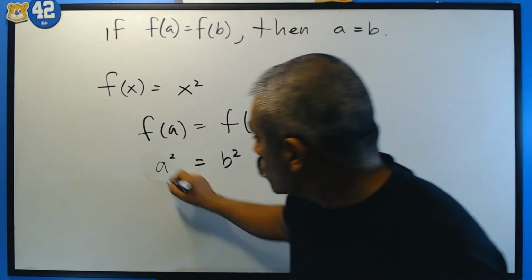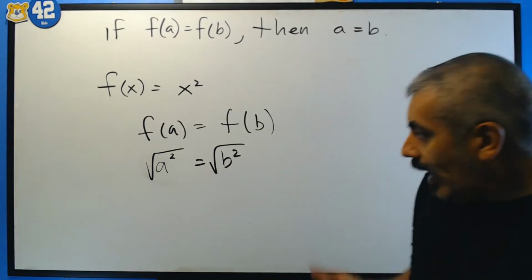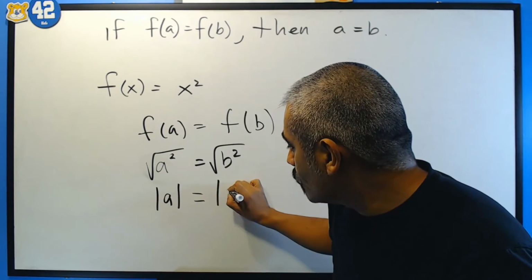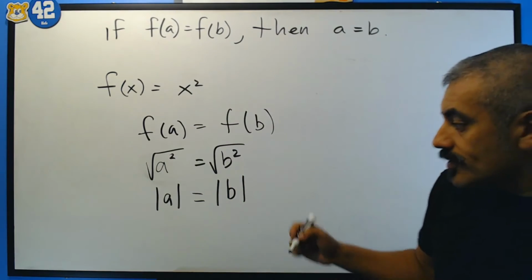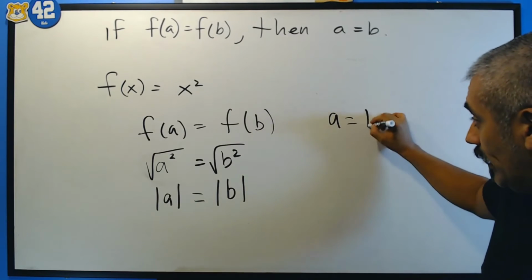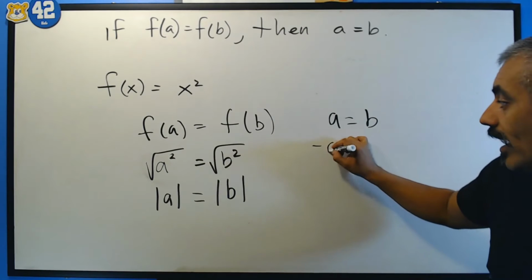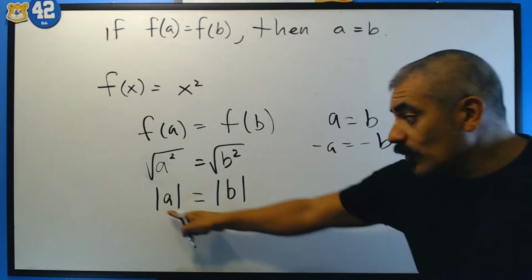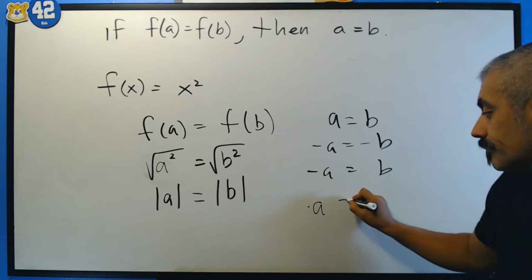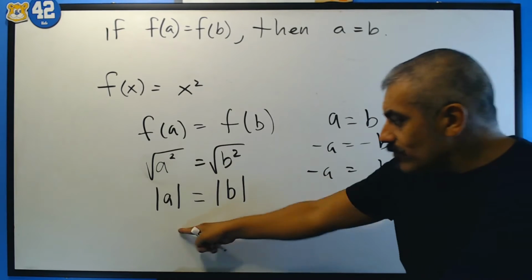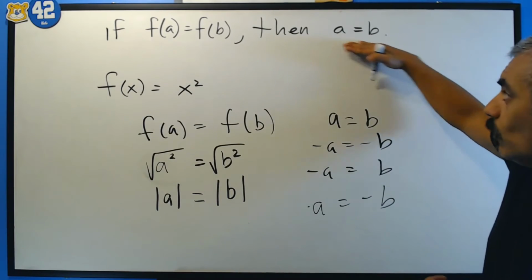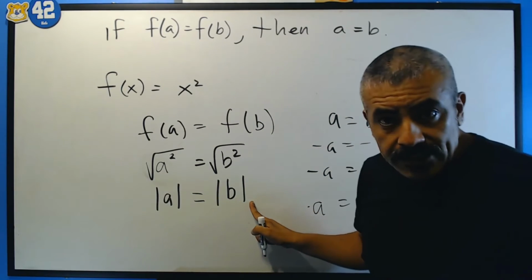So now let's go ahead and take the square root of both sides. On this side, we get the absolute value of a, and on this side, we get the absolute value of b. In other words, what we get is 4 solutions. We get that a equals b. We also get that negative a equals negative b. We also get that negative a equals b. And we also get that a equals negative b. So we didn't actually have to go through all these solutions to know. All we had to know was that this did not reduce to a equals b for us to say this is not a one-to-one function.